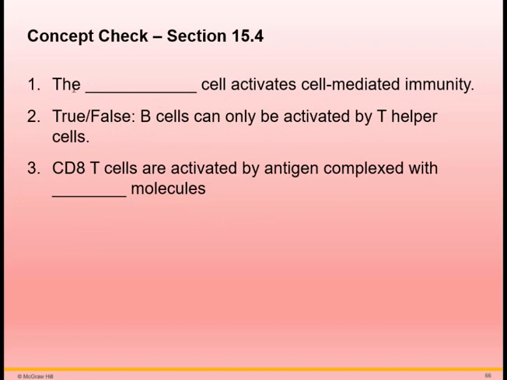So the first answer here, the T helper 1 cell activates the cell-mediated immunity. And question 2, the B cells can only be activated by T helper cells. No, that's not true. They can be activated independent of T cells as well. And the CD8 cells are going to be activated by antigen complexed with MHC1. So the MHC1 contains the antigen that presents the antigen to the CD8 cells. That's how they're activated. So that was section 4.